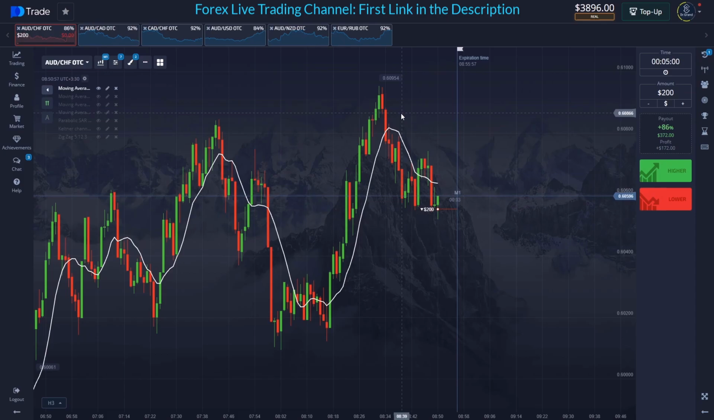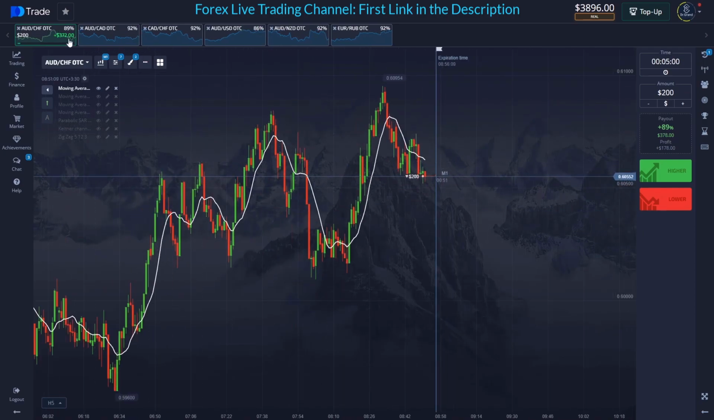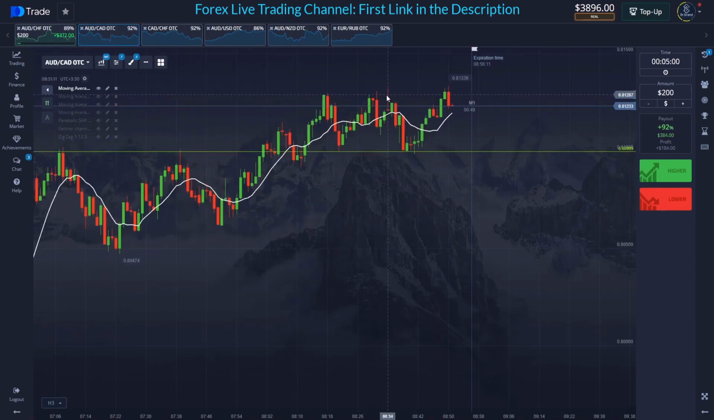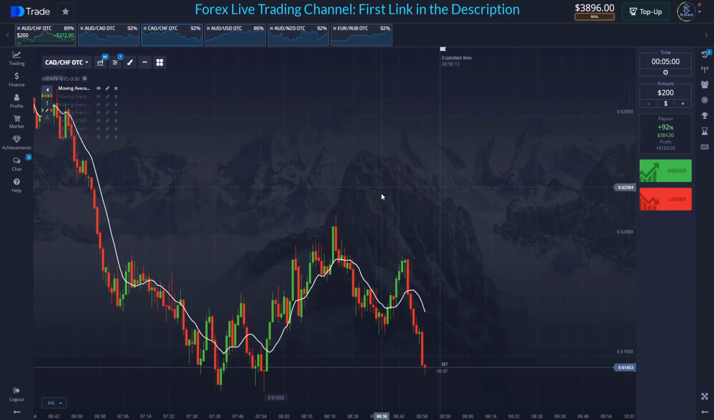And yeah, as you can see, I will take some candlestick psychology trades. I'm sorry, price action trades in this trading session. So stay with me, okay? So yeah, this is my first trade. Let's see if there's other opportunities in the market.